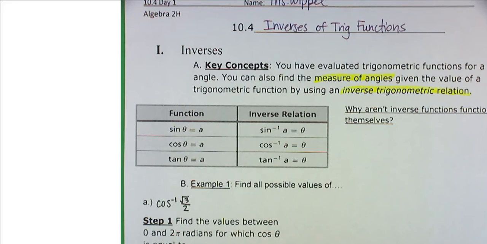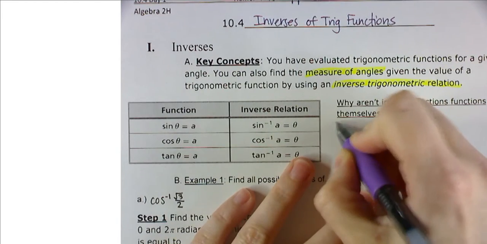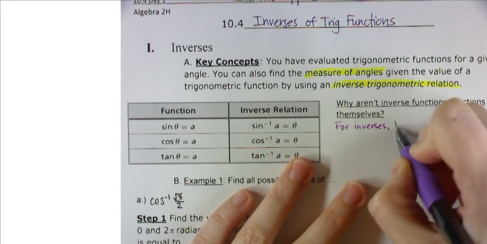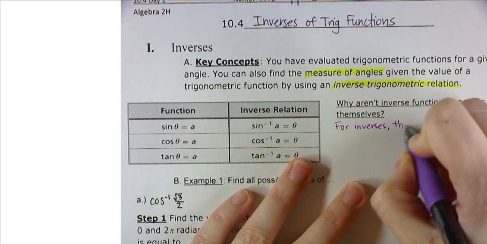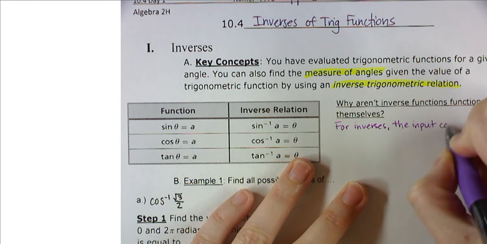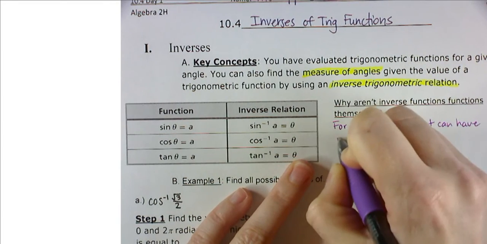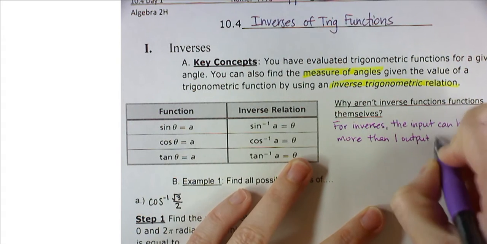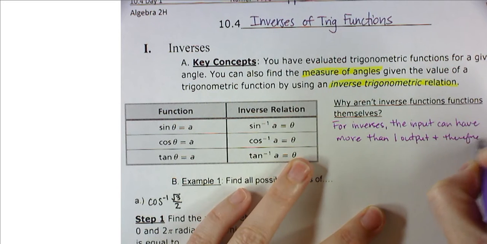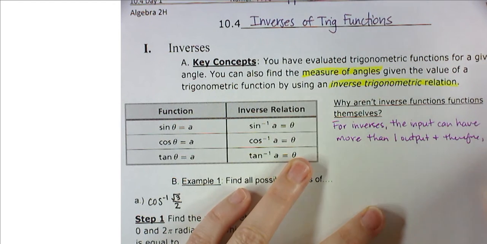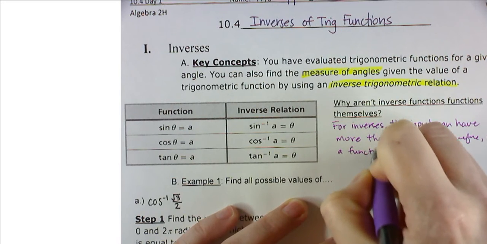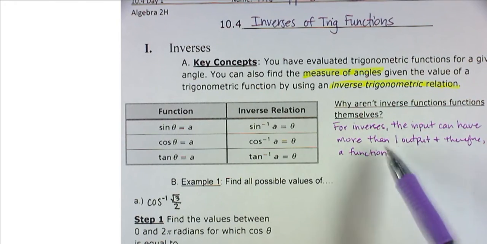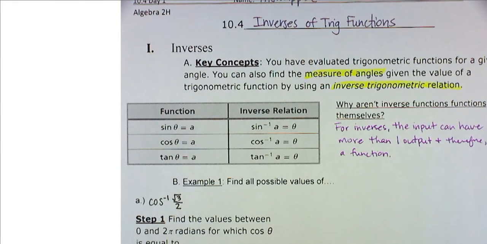So for inverses, the input can have more than one output, and therefore it is not a function. Because if it is a function, for every input there is one output. You can't have multiple outputs for one input. When you plug something in, you'll get one thing out.